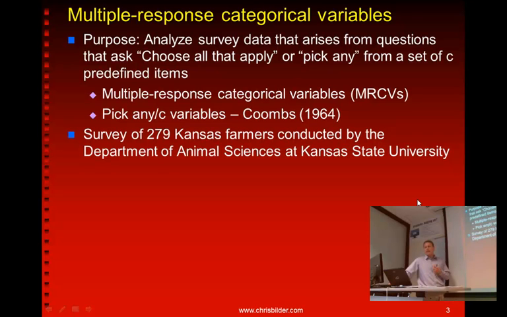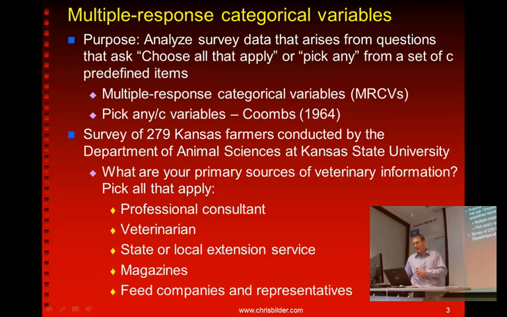The motivating data example that I used for this presentation involved a survey of 279 Kansas farmers that was conducted by the Department of Animal Sciences at Kansas State. One of the questions on the survey asked these farmers, what are your primary sources of veterinary information? Pick all that apply from these 5. So they could pick 1 of these responses, they could pick 2, 3, 4, 5, or in fact they could pick none.